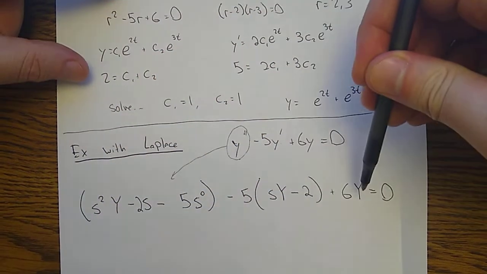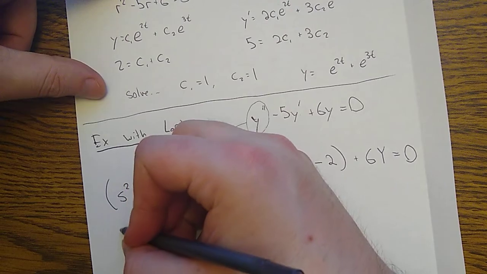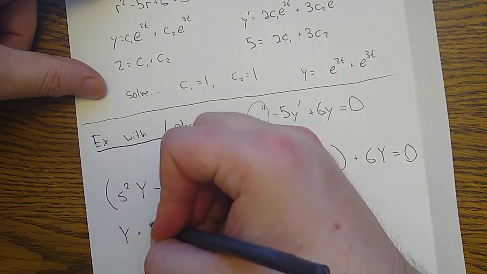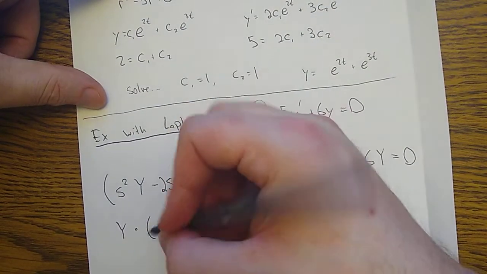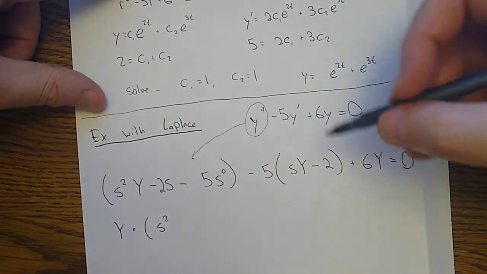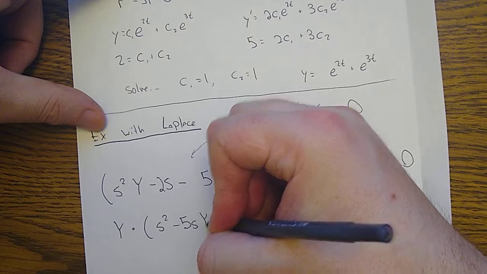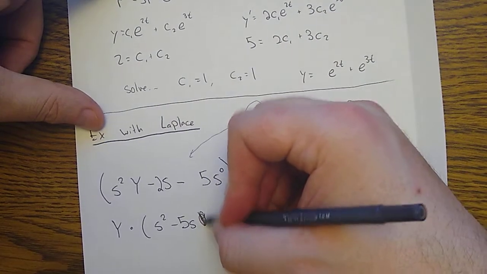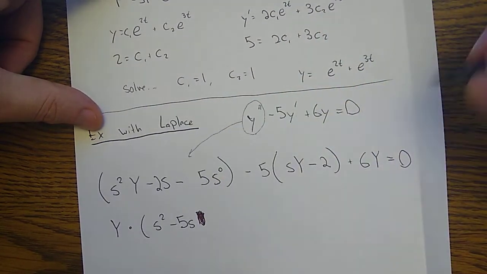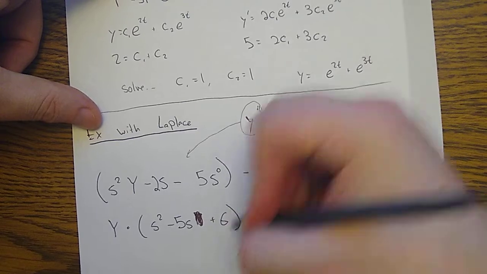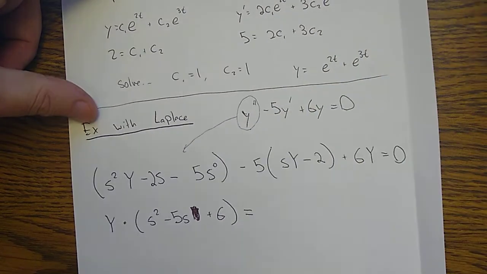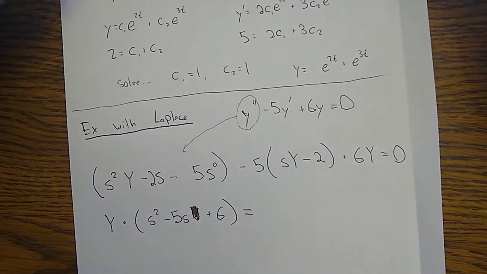Let me collect all of my y terms. So I've got an s squared Y. I have a minus 5sY. Oops, I forgot I factored out the Y. And a plus 6Y. So I'm going to keep those on the left. I'm going to move everything else on the right.